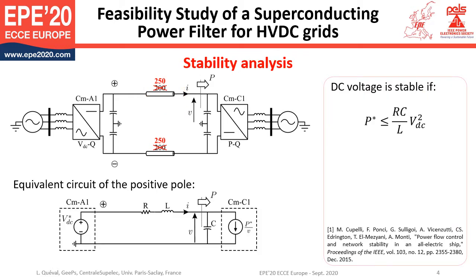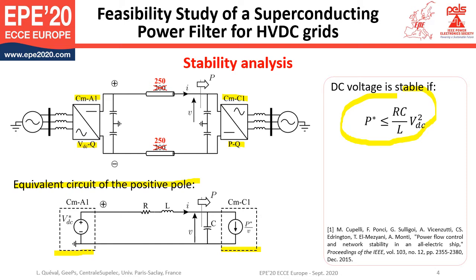The stability of the system can be analyzed by considering the Jacobian matrix of the equivalent circuit of the positive pole. The voltage source models the converter CMA1 operating in VDC-Q mode. The current source models the converter CMC1 operating in PQ mode. An approximate expression of the stability condition is recalled here.